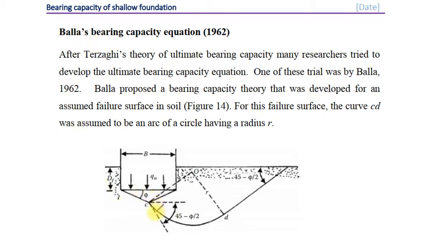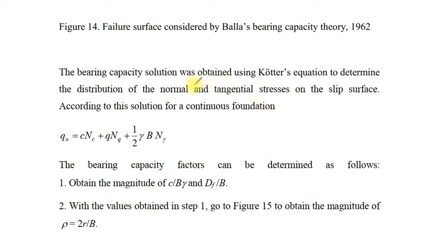One of his theory assumptions was that the arc between point C and point D is an arc of a circle, not an arc of a log spiral as assumed by Terzaghi. According to these assumptions, he developed his bearing capacity equation.